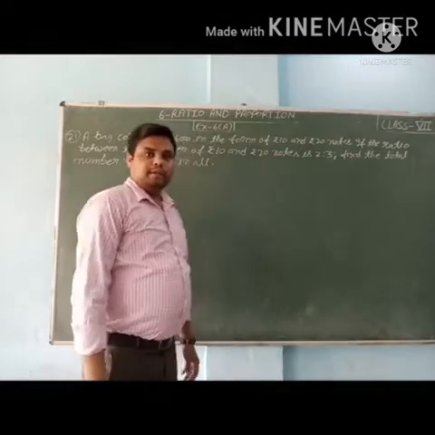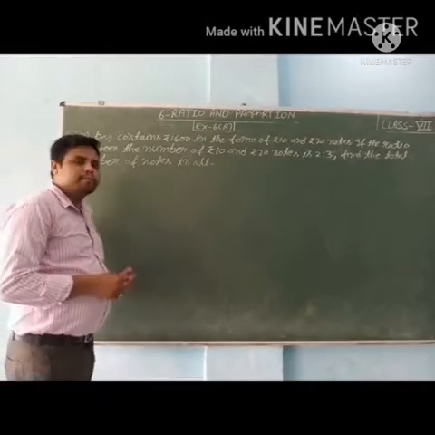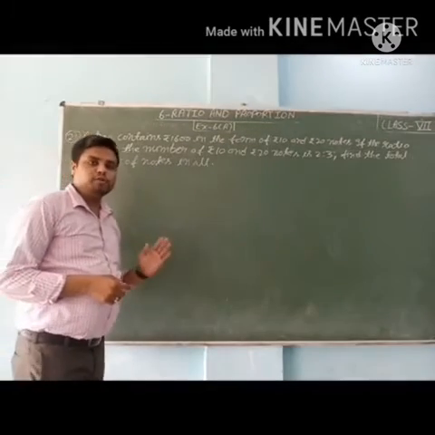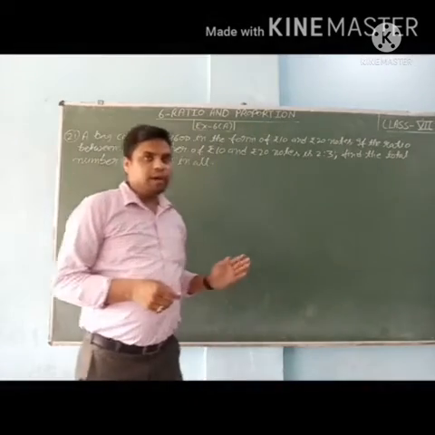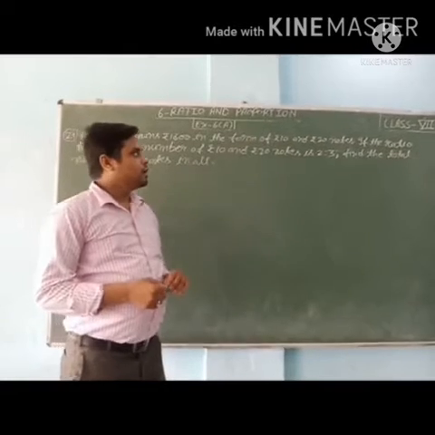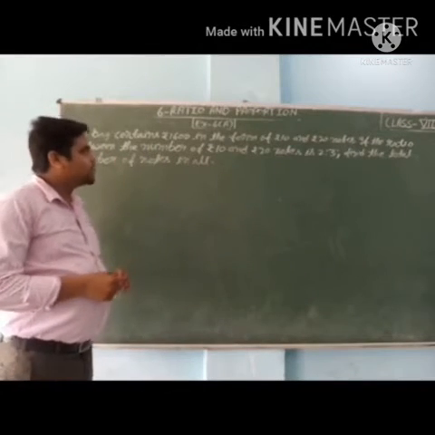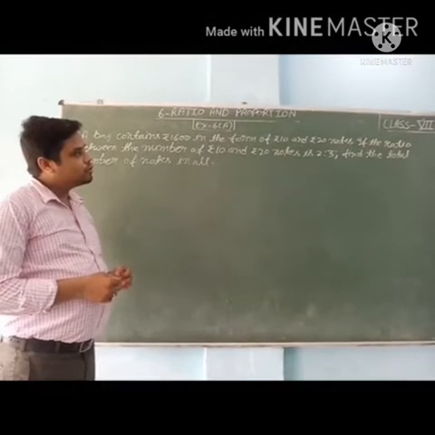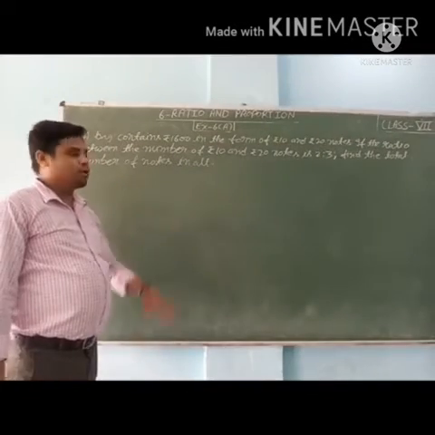Now students, 21 sum. A bag contains rupees 1600 in the form of rupees 10 and rupees 20 notes. In that bag there are only rupees 10 notes and rupees 20 notes. If the ratio between the number of notes of rupees 10 and rupees 20 is 2:3, find the total number of notes in all.